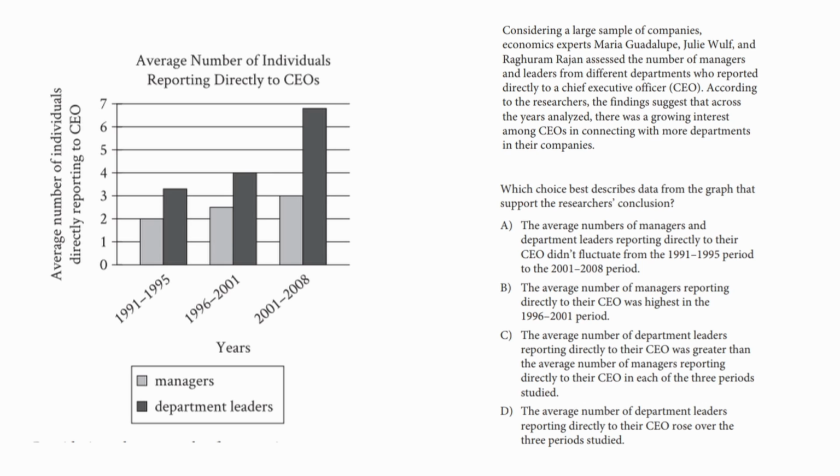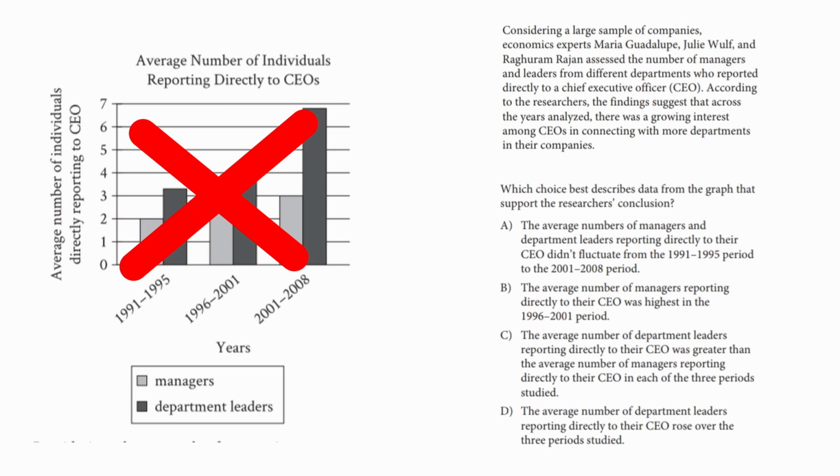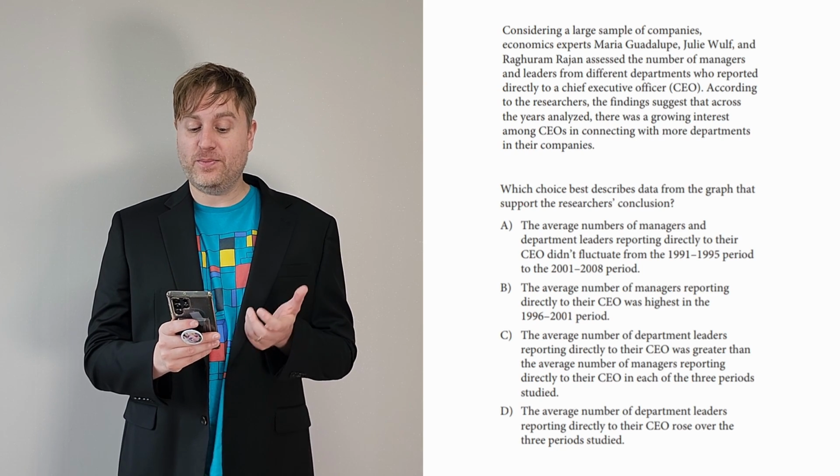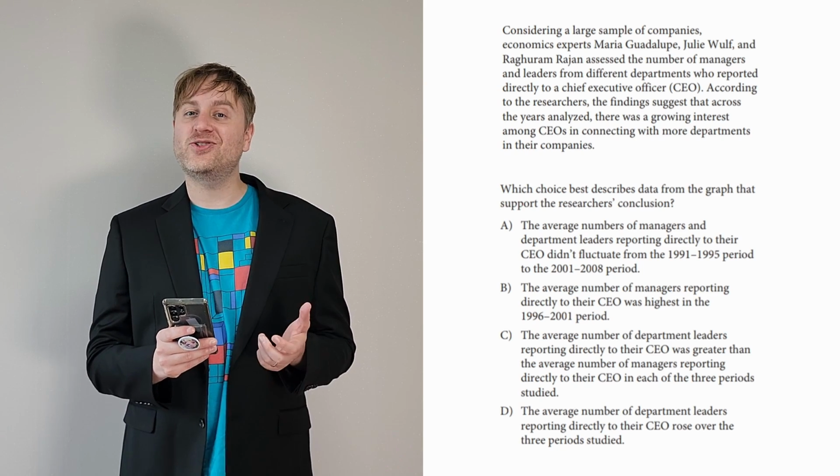So the first step is to read the question and determine what you'll need to know in order to answer it. Let's try that with a simple example. Now again, we're just going to pretend that the infographic doesn't exist and we're going to jump straight to the question. Let's try reading it together. Which choice best describes data from the graph that support the researcher's conclusion?